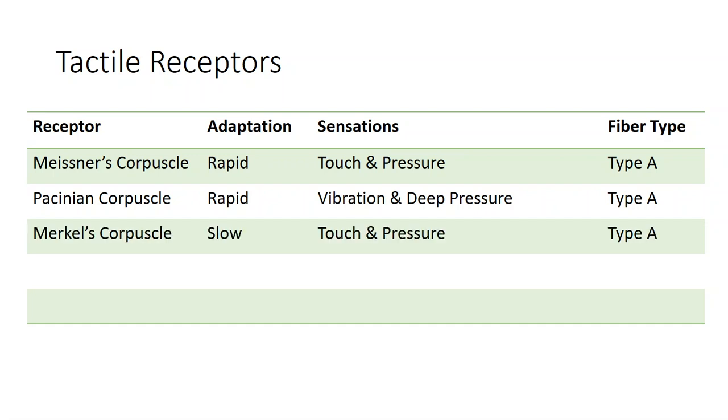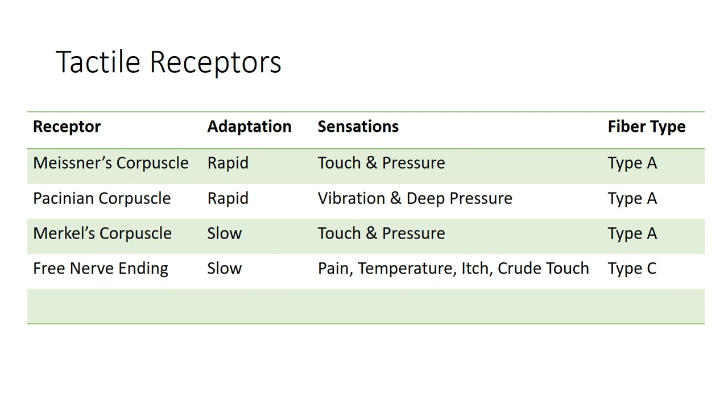Merkel's corpuscles are slowly adapting mechanoreceptors which detect touch and pressure sensations. They are also connected with type A sensory fibers. Free nerve endings are slowly adapting receptors which detect pain, temperature, itch, and crude touch sensations. These are connected with type C unmyelinated and slowly conducting sensory fibers. Some of the free nerve endings are also connected with type A fibers. Ruffini's corpuscles are slowly adapting mechanoreceptors which detect skin stretch. These are connected with type A sensory fibers.